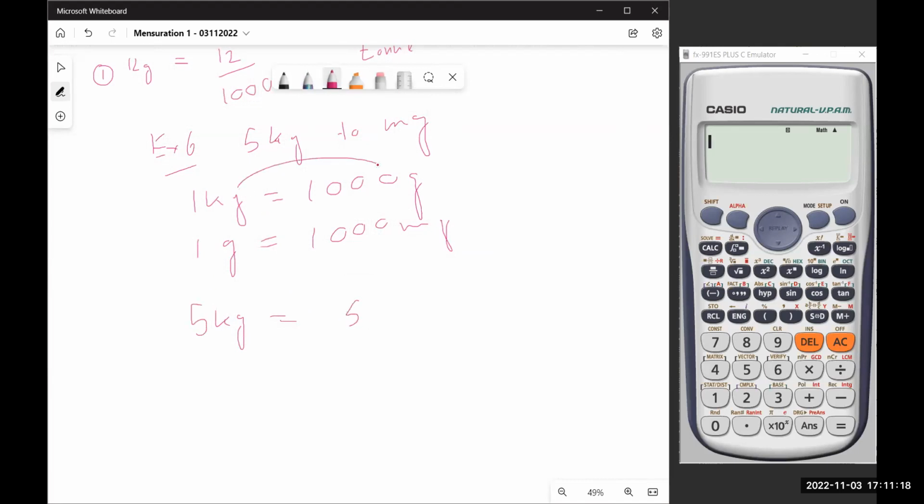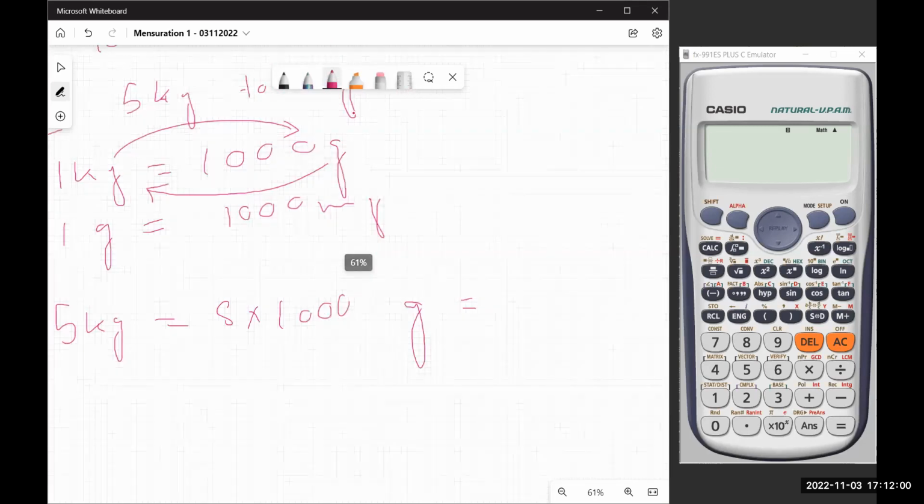Are we going big to small or small to big? Big to small. What is bigger, kg or gram? Kg. So I'm going big to small, so I have to multiply, right? Yes. Multiply with 1000, and if I go the opposite way, I divide. So all I can do is 5 into 1000 gram, and this will give me 5000 gram.